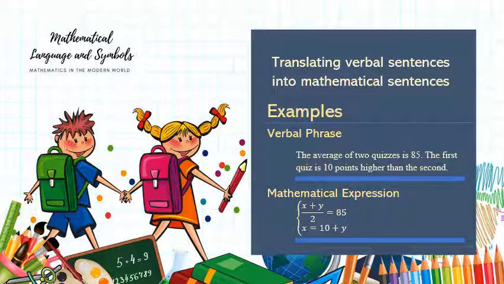10 plus y. So the first quiz is 10 points higher than the second. That means 10 plus y equals x. So the second is y, and if you add 10 to that, that will become the first score.